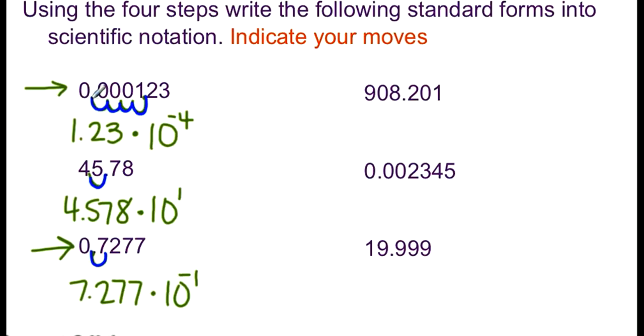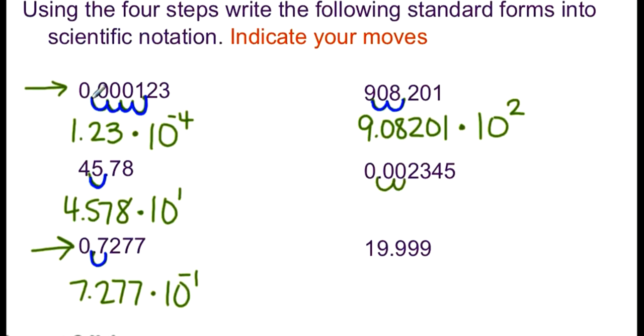Moving over to the right-hand column, my decimal point, I'm going to move it 2 times to the left because 9.08201 is in between 1 and 10. I'm going to multiply it by 10. My exponent is going to be 2 because I have 2 bubbles. And I'm going to have a positive 2 because 908.201 is larger than 10.